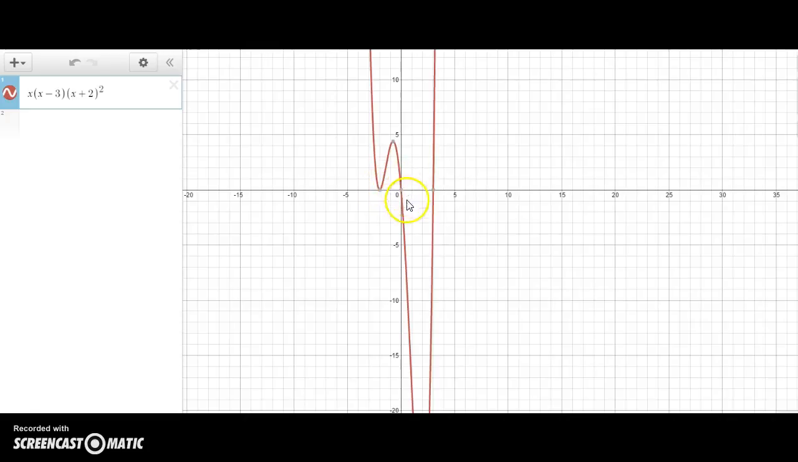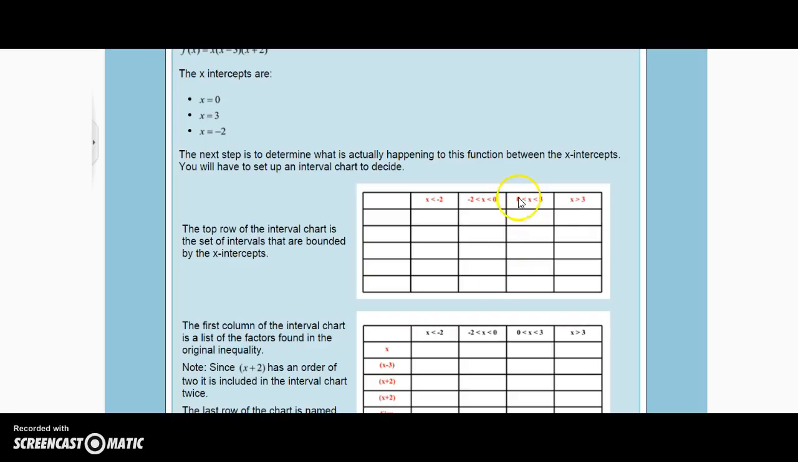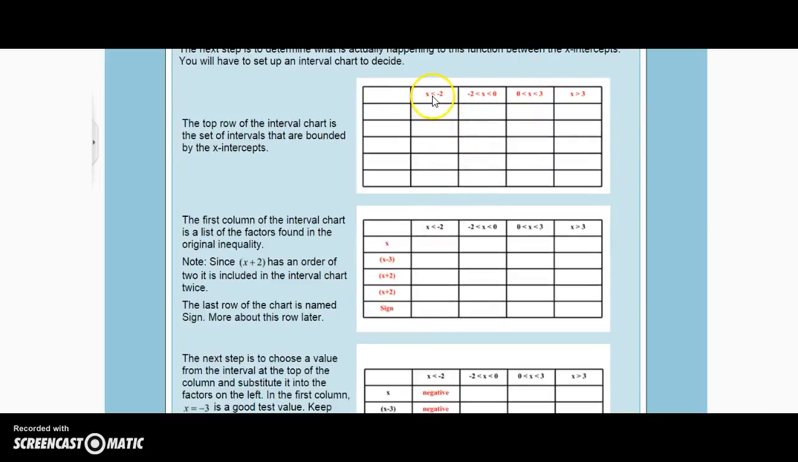Okay, so let's look here. And then the next little bit here is between 0 and 3. So how do I write that? How do I write 0 and 3? I say 0 is less than x is less than 3. So I make a table based like this, and then I'm going to see, okay, if I had numbers that are less than negative 2, let's start here.